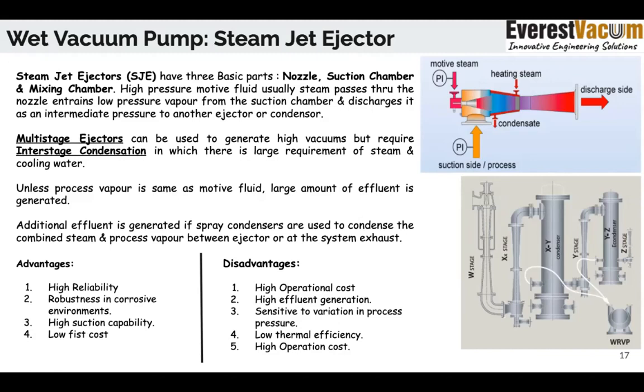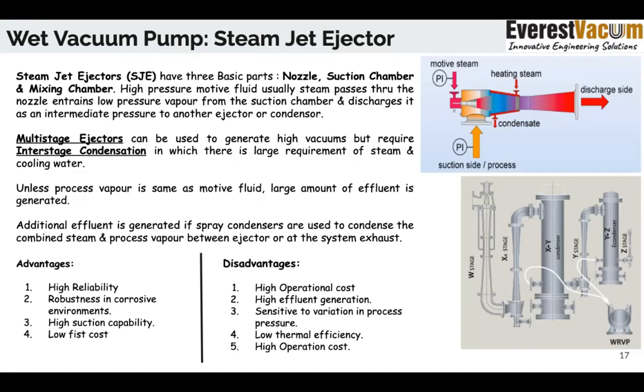Now, typically, customers use 2 to 3 stage steam jet ejectors, which we call multi-stage ejectors. The disadvantage in such cases is that the customer has to use an interstage condensation. So whatever process material the customer is handling, be it vapor, it mixes with the steam, condenses in this condenser, and a lot of effluent gets generated.